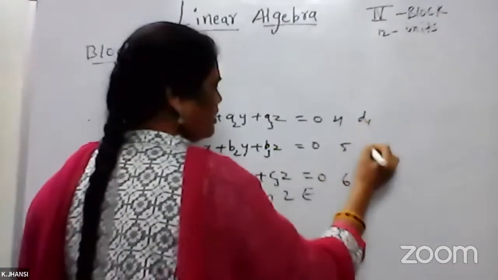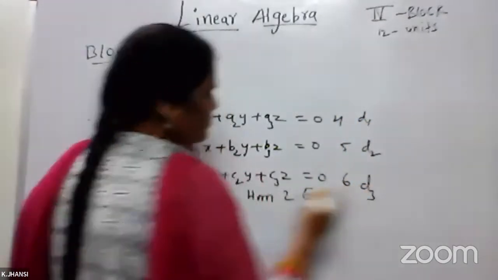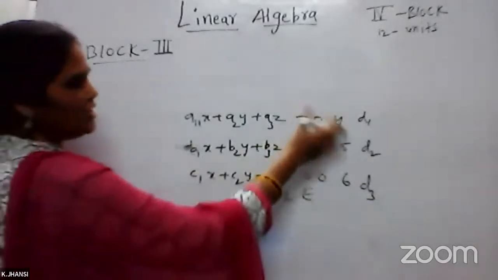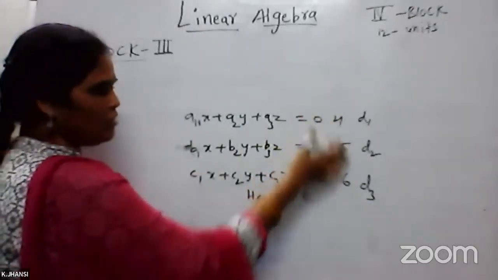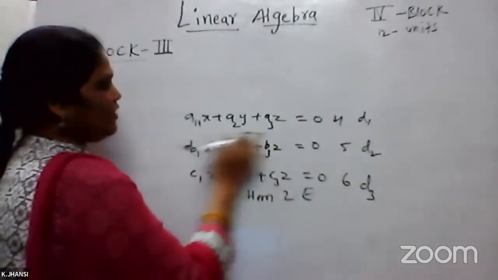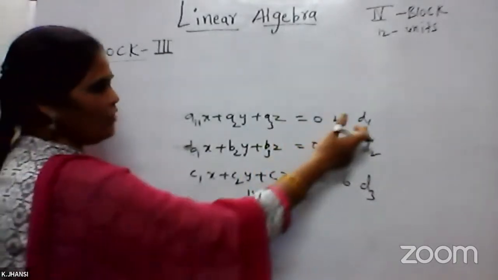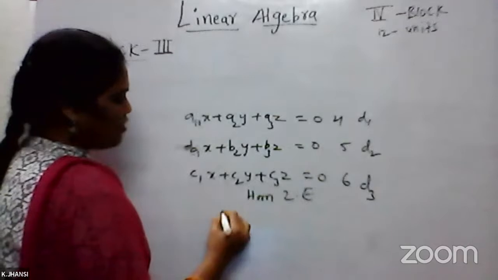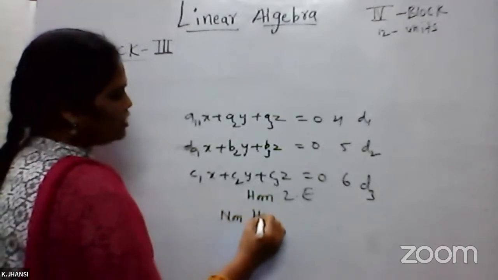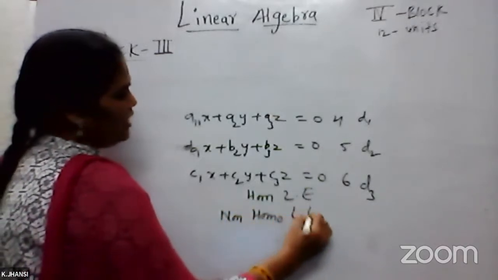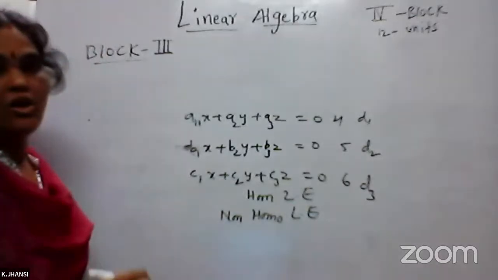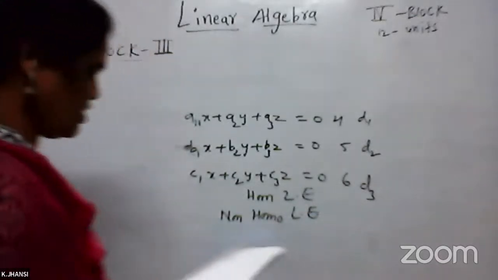Okay, if you have some values here, like 4, 5, 6, or you can take them as d1, d2, d3, any numbers in problems, then instead of zeros, if you have d1, d2, d3, it is called non-homogeneous linear equations. Okay, non-homogeneous linear equations.